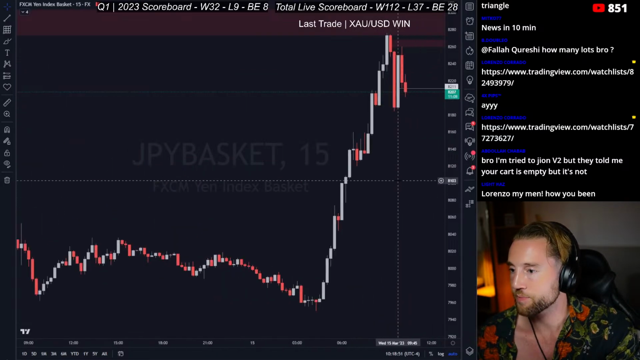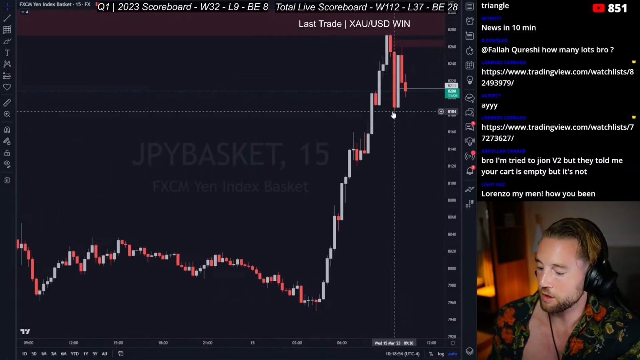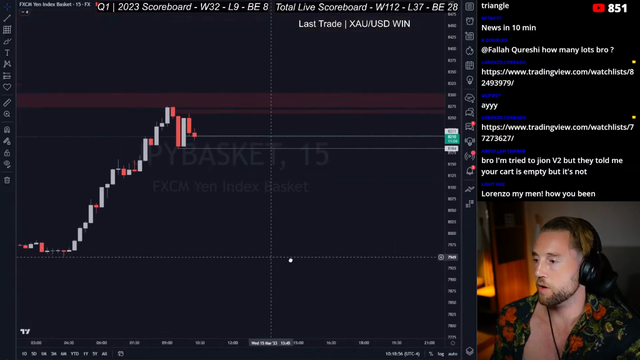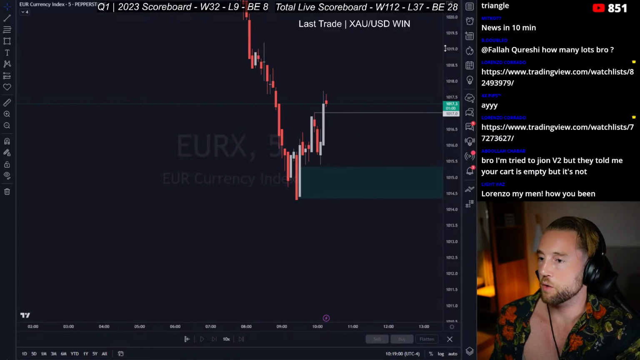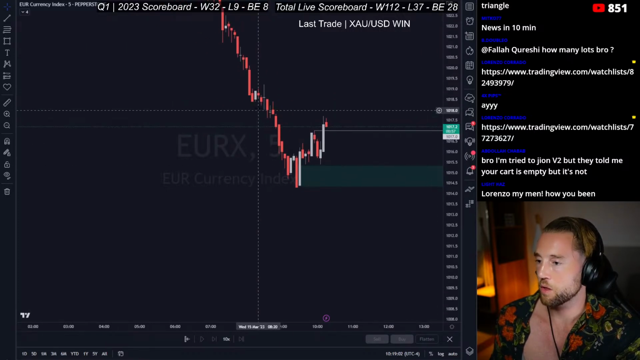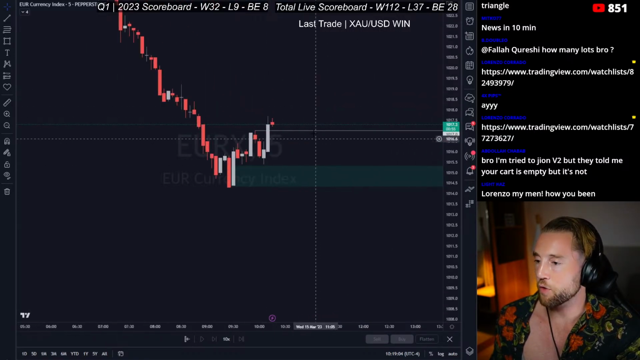The yen, not looking particularly strong at the moment here. The euro, looking better. 1 minute to go for candle closure.